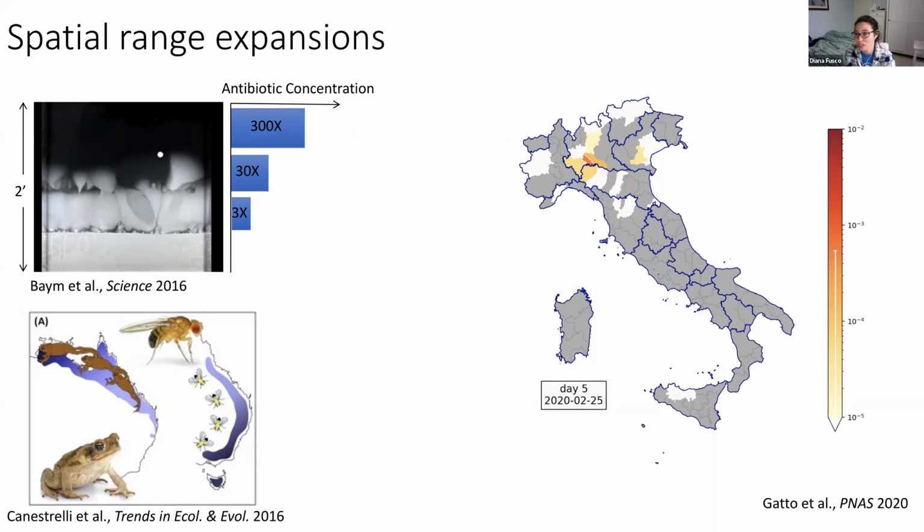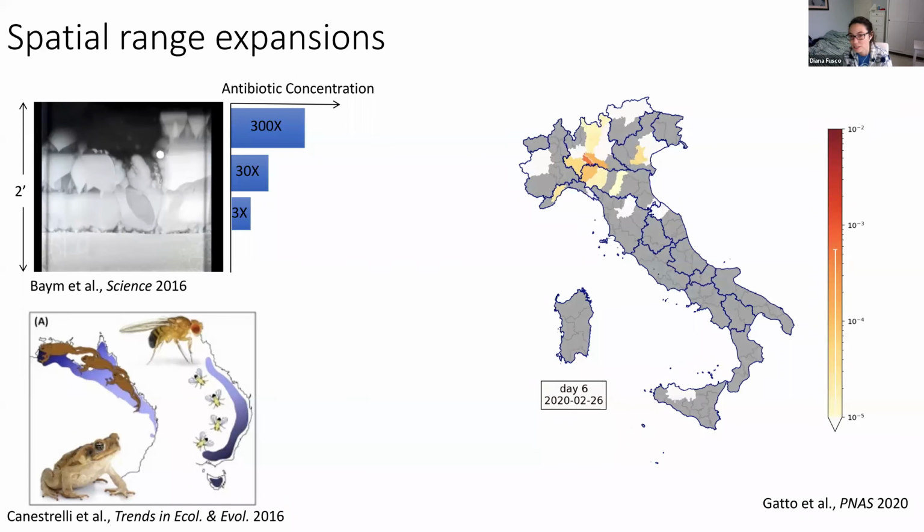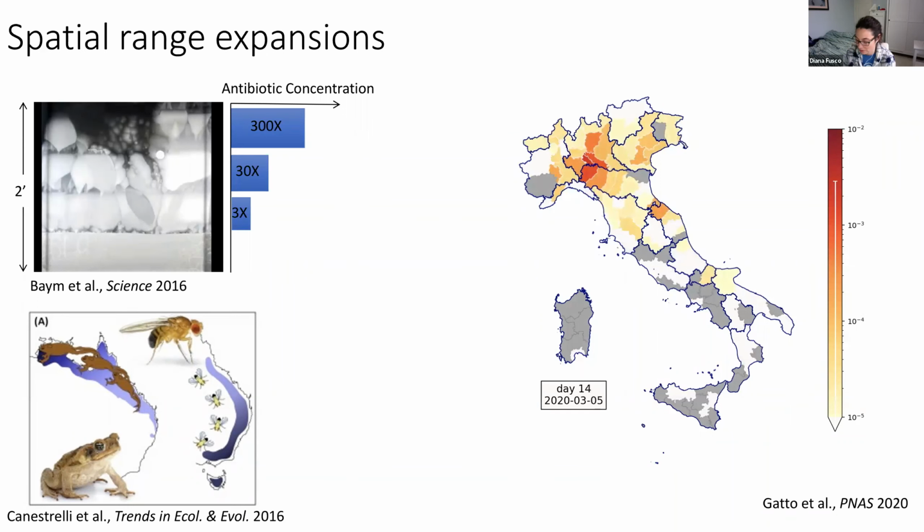Obviously, these spatial range expansions also apply to viruses, and we're currently experiencing the latest of this. This is an example from a paper from last year that showed the first 30 days or so, the first wave of SARS-CoV-2 spread in Italy. We can see how quickly it spreads over the whole country.